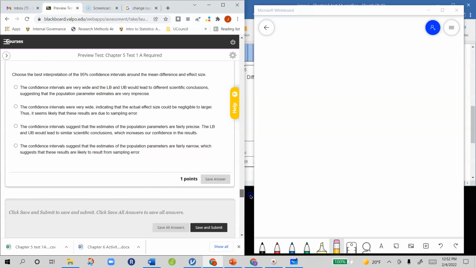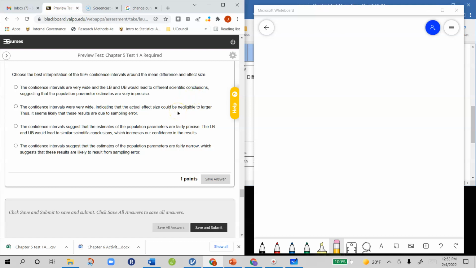So if we go back to the question, we're looking at very wide confidence intervals. That knocks out the bottom two. The bottom two are talking about precise and narrow intervals. The top two both say that they're very wide, and this could be that we have a very small effect to a very large effect, which are pretty different scientific conclusions, right? People could be off by 0.3 years to almost 2 years. So these are really imprecise values. So I would choose number 1.